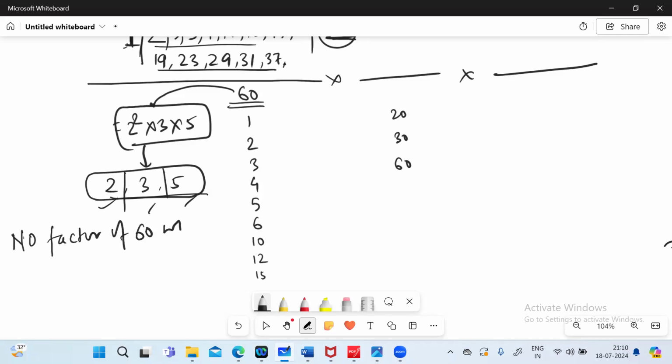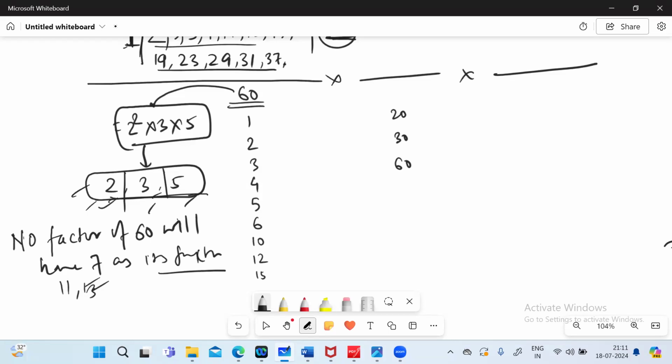I mean, no factor of 60 will have 7 as its factor. The factor of a factor, 7 will not be the factor of a factor. Neither will you get 11 nor 13 nor any other prime number. So the key point to remember here is all the factors of 60 will be made from 2, 3, or 5 only.